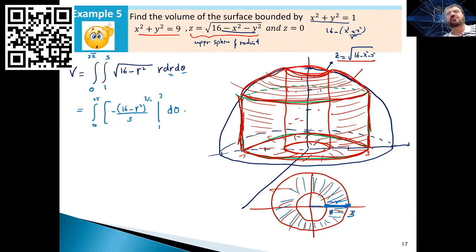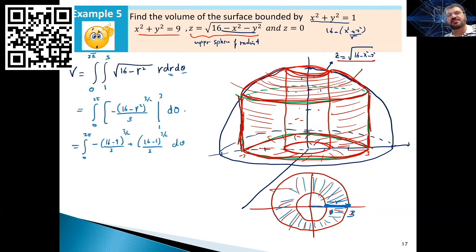By the way, yeah, 1 to 3. So now what do we do? We plug in the 3. So this is equal to the integration 0 to 2 pi of, put the 3 first, you get minus 16 minus 9 to the 3/2 over 3. Minus with minus becomes plus. We put the 1, 16 minus 1 to the 3/2 over 3, and then d theta.